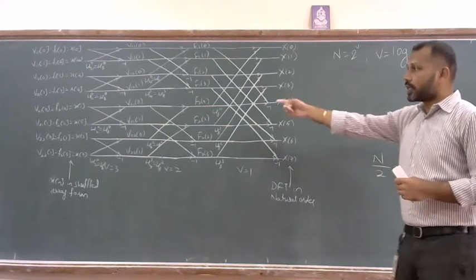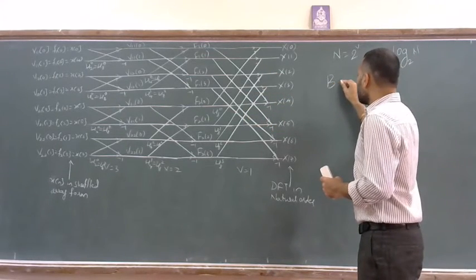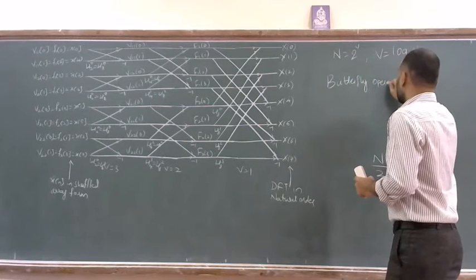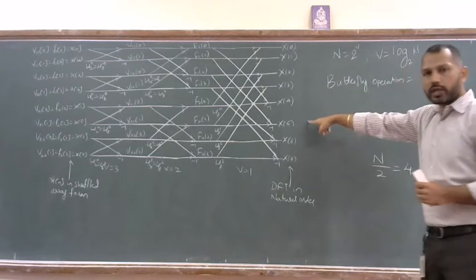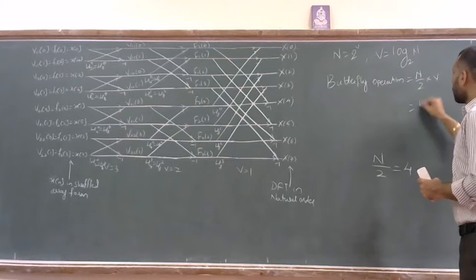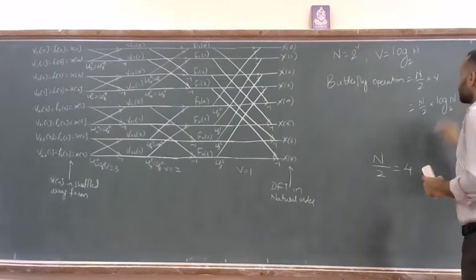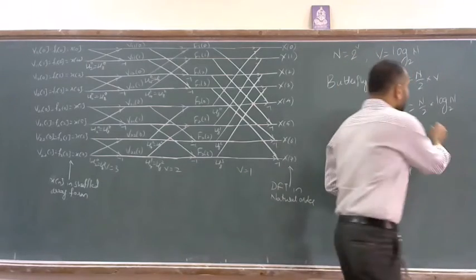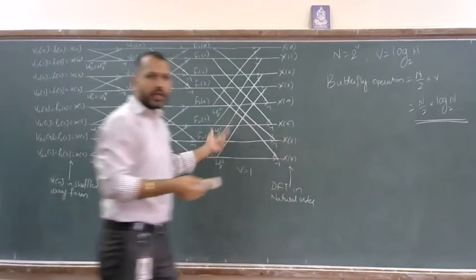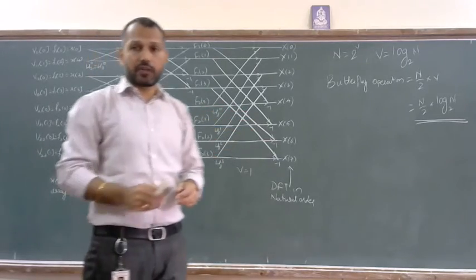So each stage in the DIT FFT algorithm will have n by 2 butterfly structures, and there are V number of stages. So what will be the total number of butterfly operations that we need to use to compute the n-point DFT? Those will be n divided by 2 into V, which is n divided by 2 into log n to the base 2. These many butterfly computations will have to be performed in the n-point DFT computation of the DIT FFT algorithm. That will be the same for the DIF FFT algorithm as well.